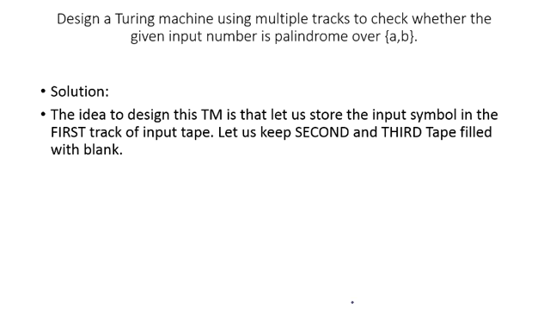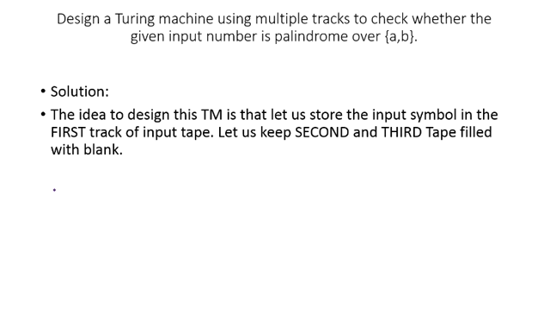So now we are going to design a Turing machine using multiple tracks to check whether the given input is a palindrome or not. Okay, so we are going to use multiple tracks to find whether an input is a palindrome or not. So we know how a palindrome will be checked.